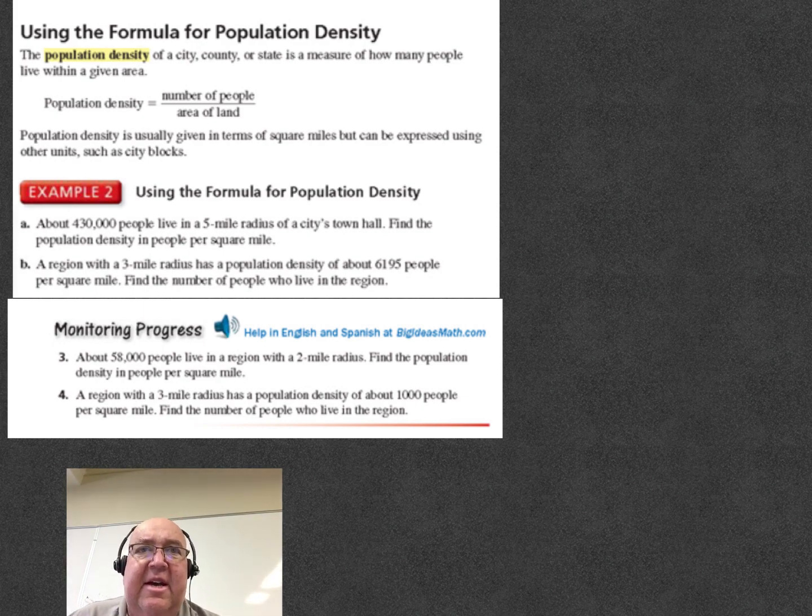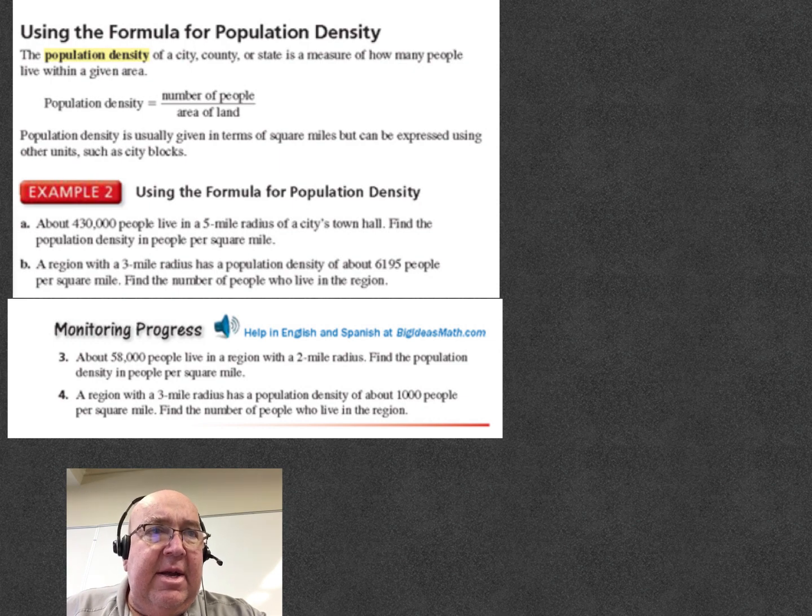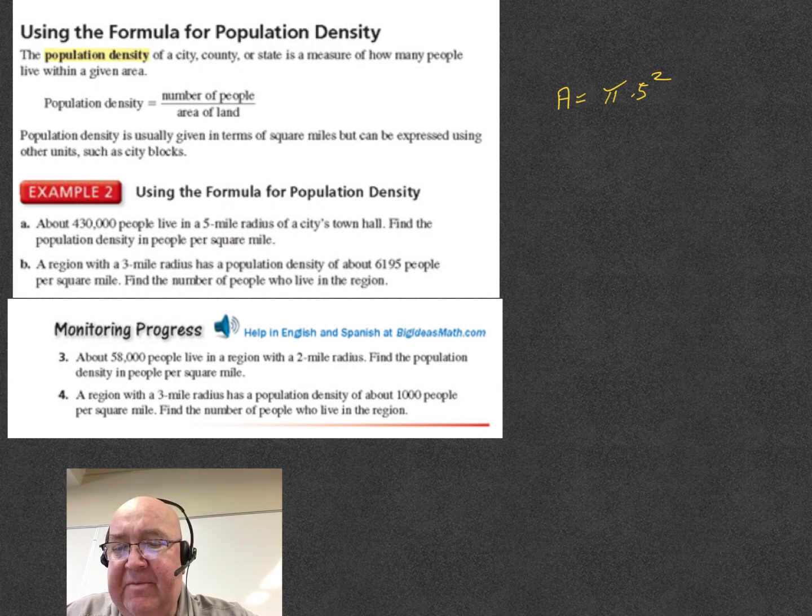Alright, so here we have population density. So we're going to figure the area like we just have been, and then we're going to divide the number of people within that radius to find the number of people that live per square mile. So number 2, we want to find the area of a 5-mile radius. So area is equal to pi 5 squared, or 25 pi, and we're just going to use 25 pi and put it into the calculator that way.